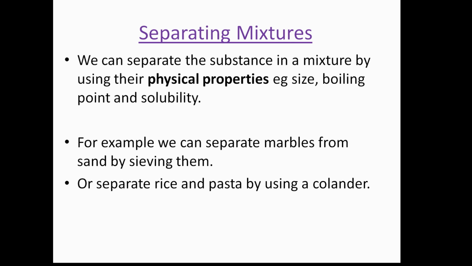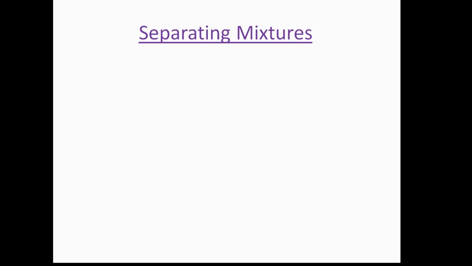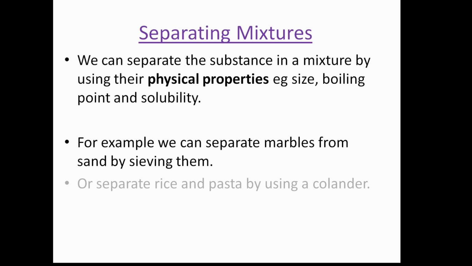The same thing, how can we separate rice and pasta using a colander? If you're unaware, a colander is one of those big metal things that has big holes in it, as opposed to a sieve, which has really, really fine holes. Those two obviously work because the holes in the sieve and the holes in the colander allow either the rice or the sand to fall through whilst trapping the marbles or the pasta.